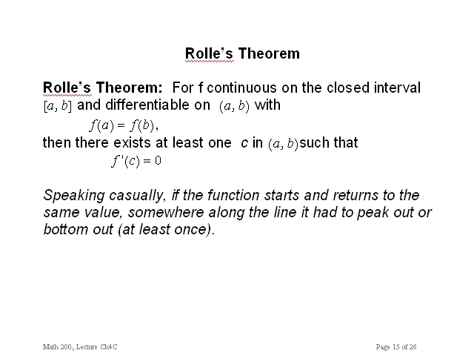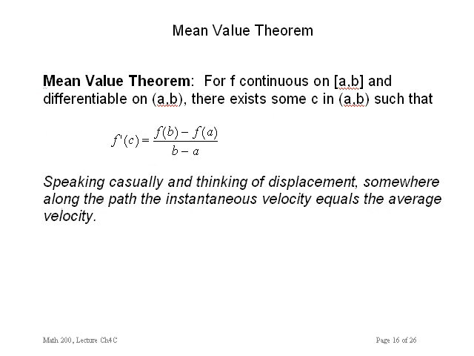All right, and f is continuous. Remember, f is continuous here. Okay, what does this really mean? What does this mean if you speak casually? It means that the function starts on a value and returns to the same value somewhere along the line. It had to peak out or bottom out at least once. That's what it's saying.